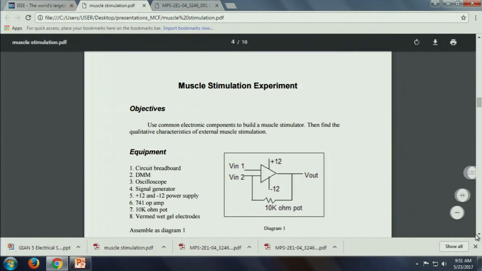Okay. So, the objective is using common electronic components. That is what this course subject also is: using existing off the shelf components, build a muscle stimulator, then find qualitatively the characteristics of the external muscle stimulation.